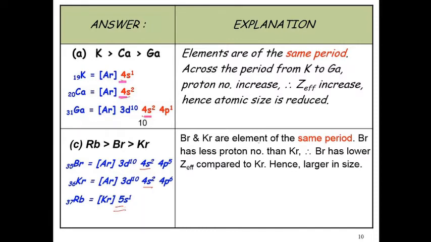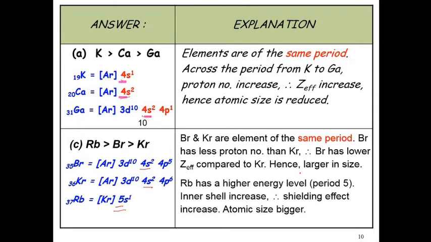Bromine and krypton are elements of the same period, so bromine has a smaller proton number than krypton, so bromine will have a lower effective nuclear charge compared to krypton, hence is larger in size. For rubidium, it has a higher energy level from period 5, so the inner shells increase, the shielding effect increases, and the atomic size is bigger. So rubidium has a bigger size than bromine, and bromine has a bigger size than krypton.